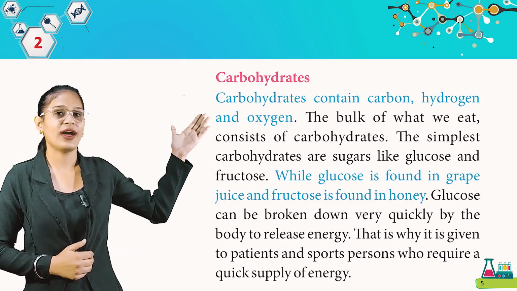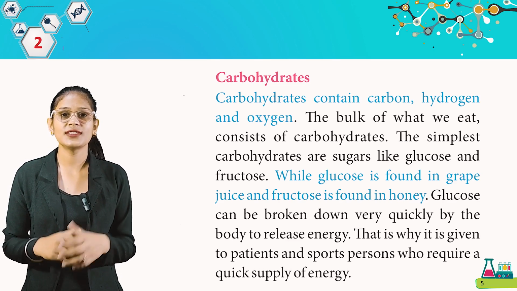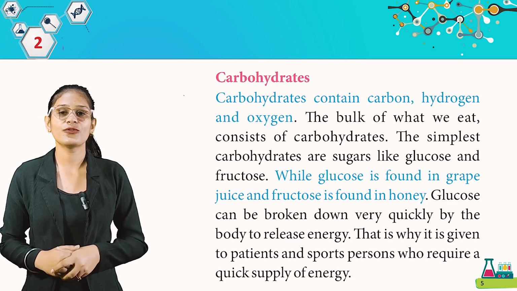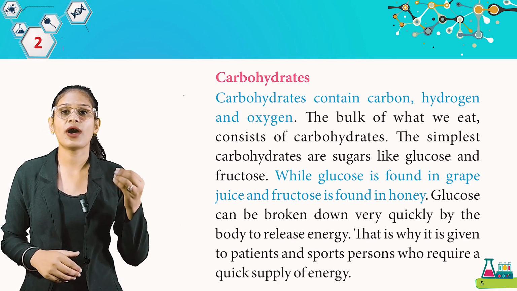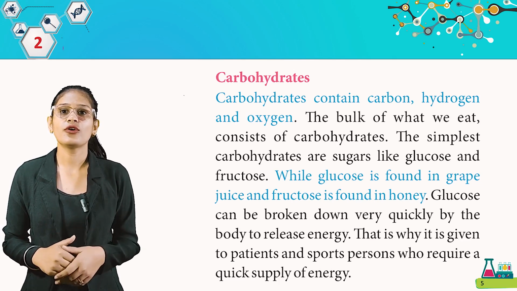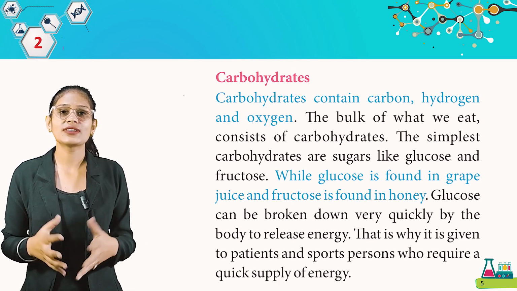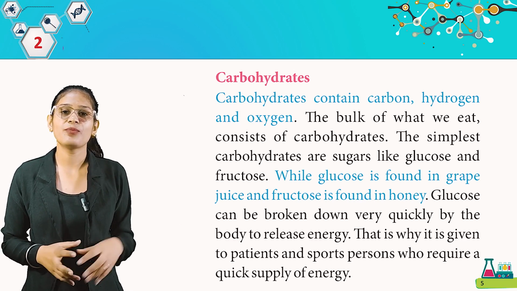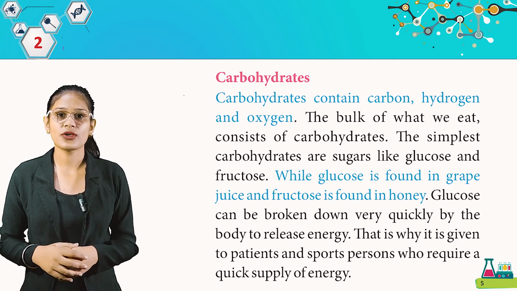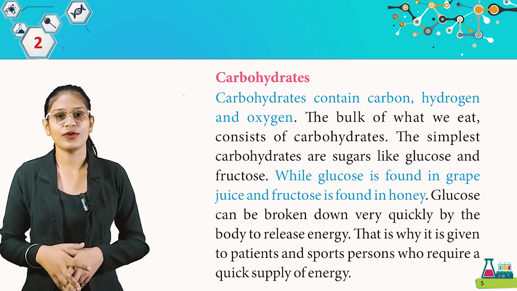Here is carbohydrates. Carbohydrates contain carbon, hydrogen and oxygen. The bulk of what we eat consists of carbohydrates. The simplest carbohydrates are sugar like glucose and fructose. While glucose is found in grape juice and fructose is found in honey. Glucose can be broken down very quickly by the body to release energy. That is why it is given to patients and sports persons who require a quick supply of energy.